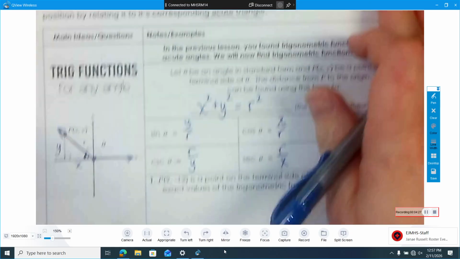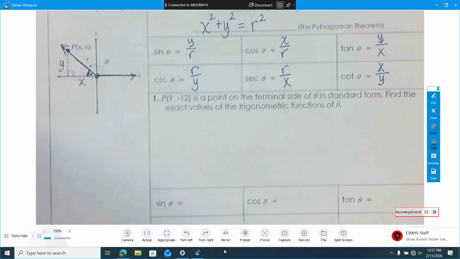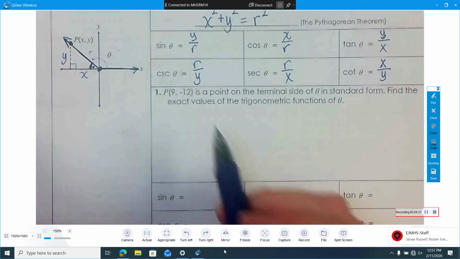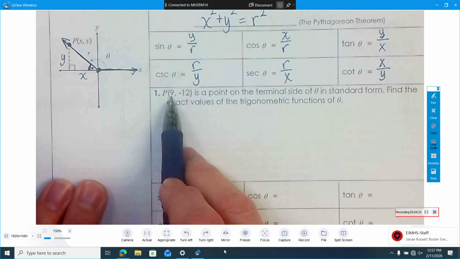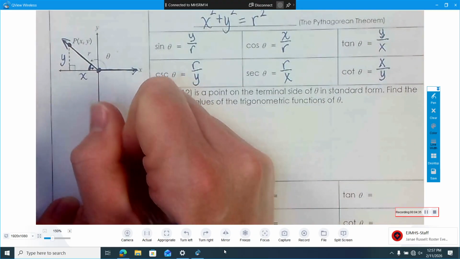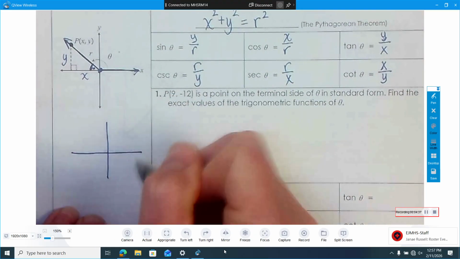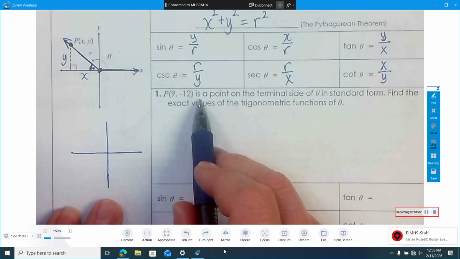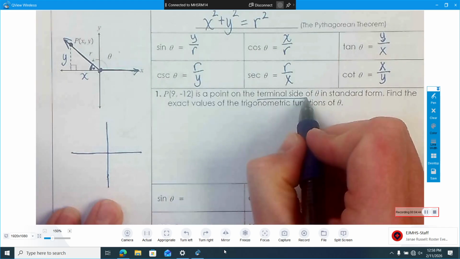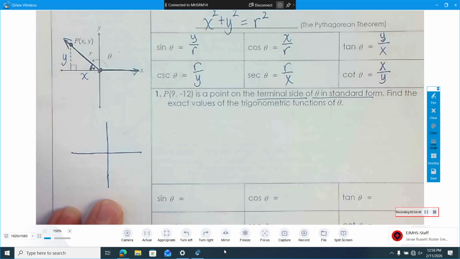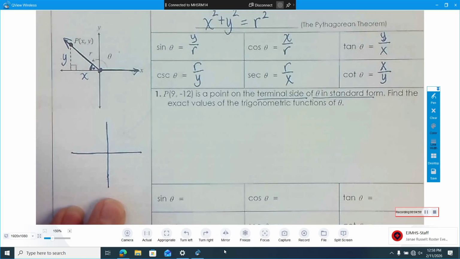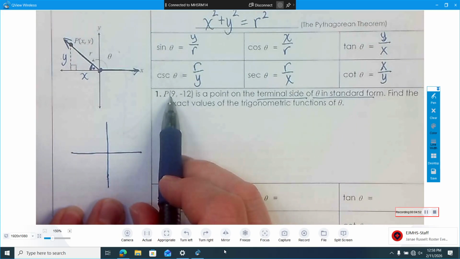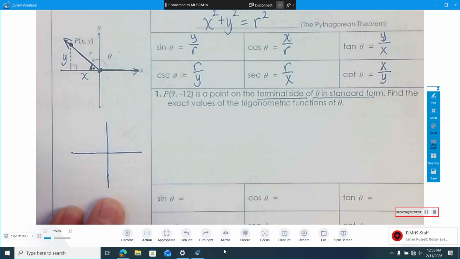Okay, so let's look at number 1. And again, we want to draw a picture. So point P is at 9, negative 12. So I'm going to draw my little coordinate plane here. And point P is a point on the terminal side of an angle in standard position. Find the exact values of all the trig functions of theta. So 9, negative 12. What quadrant is 9, negative 12 in?